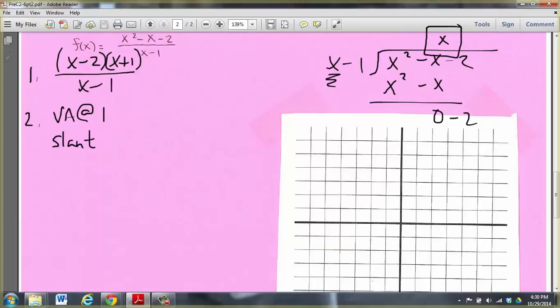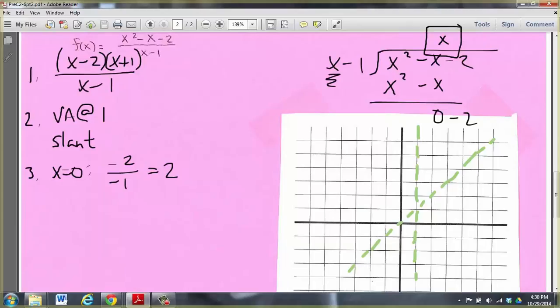Well, that's easy enough. It's a little too wide. Slant asymptote like that. And we also have a vertical asymptote at 1. Now let's find our zeros. You plug 0 in for x, and you end up with a -2 on top and a -1 on bottom.